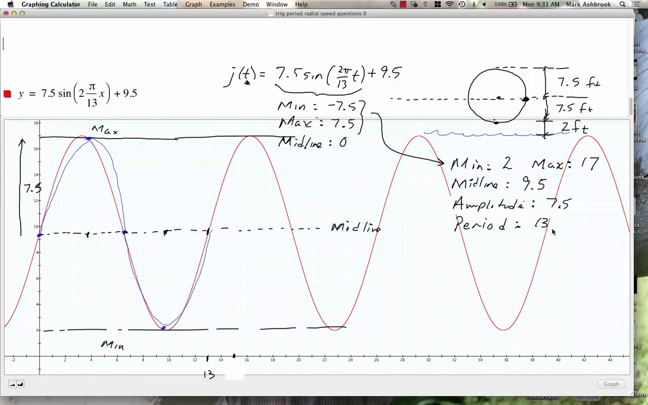Yes, sir. Amplitude is always going to be a distance, right? It's a height of the curve. So amplitude is referring to this curve that we just graphed. It's the height of the curve from midline to the max, or from midline down to the min. So it's going to be 7.5 feet. That's right. Because the units on this axis are feet above the water. Yep, feet above the water. That's right. Other questions?